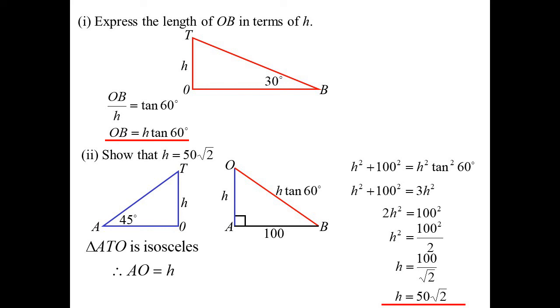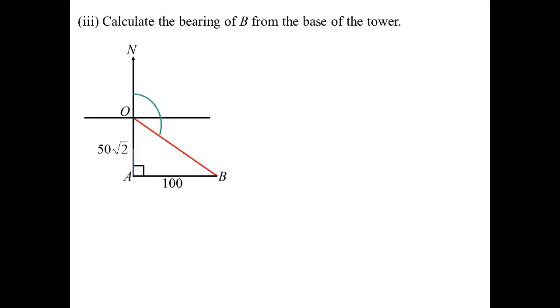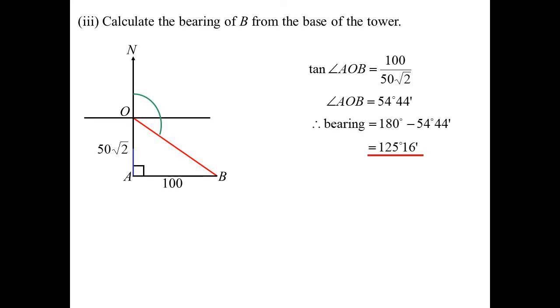Next bit of the question is we have to find the bearing of B from the base of the tower. So let's draw that triangle in, OAB, but I'll place the compass at O because that's the base of the tower. We found that OA is 50 root 2. We know AB is 100. The angle we want to find, the bearing, is that NOB. So if I first of all find AOB, the tan of that angle is 100 over 50 root 2. So AOB ends up being 54 degrees 44. So our bearing will be 180 minus that. So 125 degrees, 16 minutes.